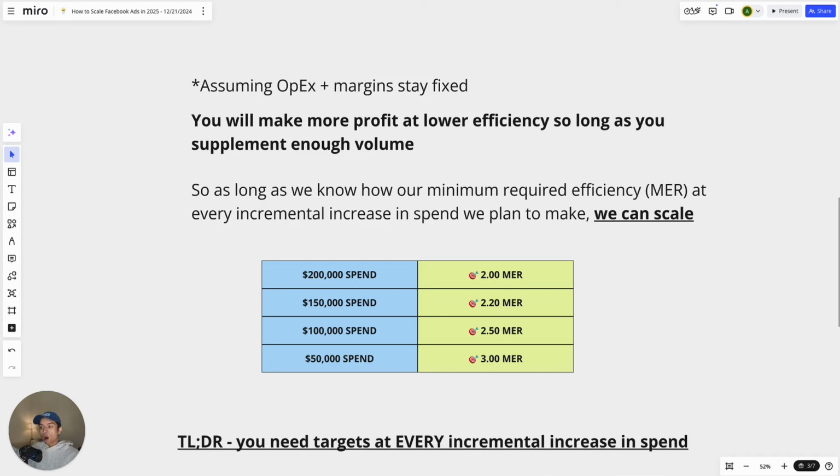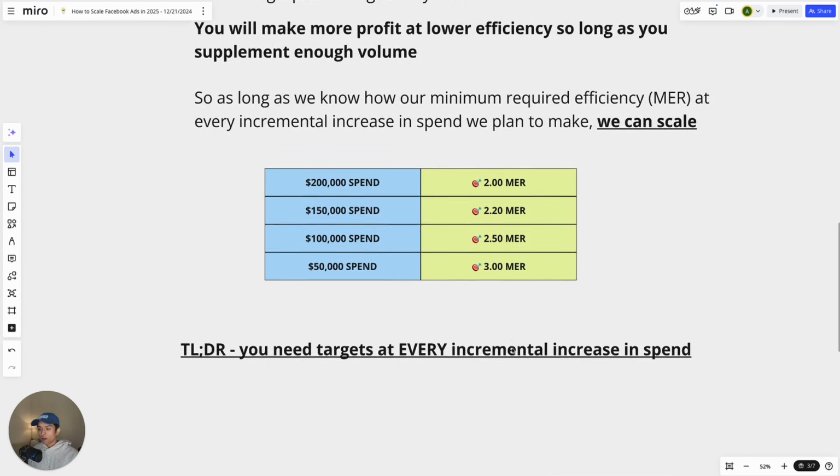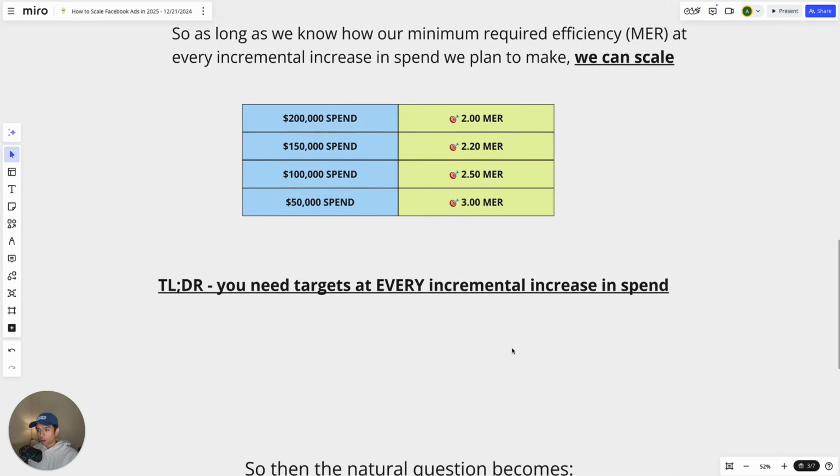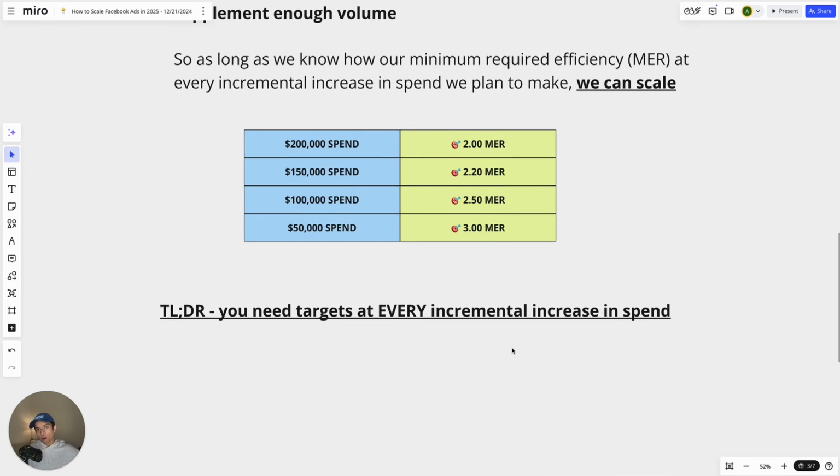So as long as we know our minimum required efficiency at every incremental increase in spend we plan to make, we can scale. And again, very, very rudimentary, but this is what your target for scaling should look like. In fact, you should have multiple targets at every incremental increase in spend that, number 1, you can afford, and number 2, you plan to make. Because again, as we've just seen, a 2.5 MER at 100K in spend looks very different and generates a very different profit than 50K in spend at a 3 MER.